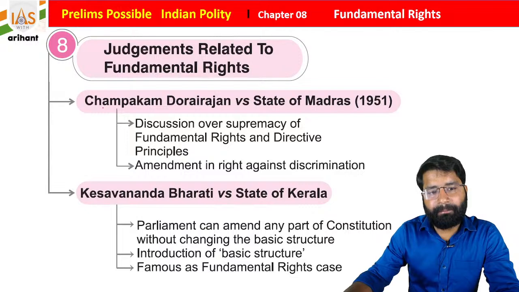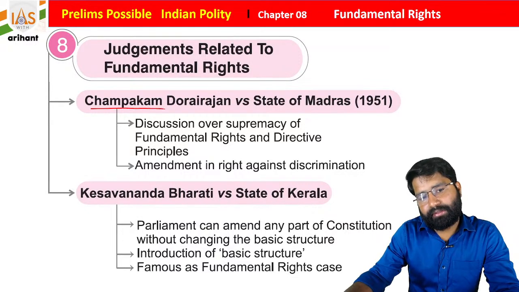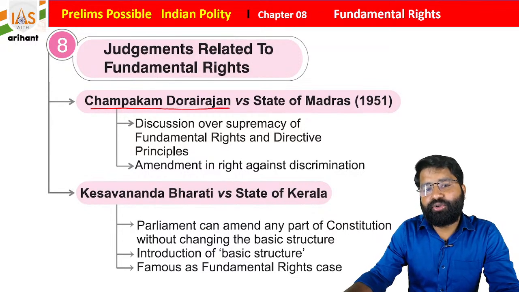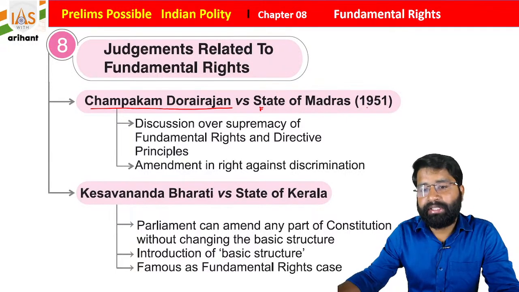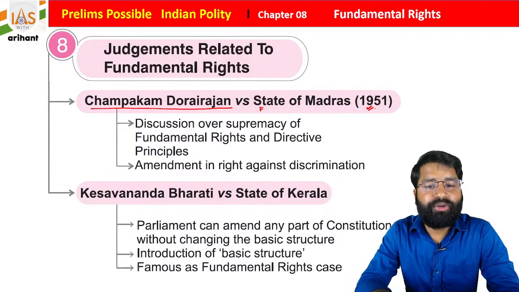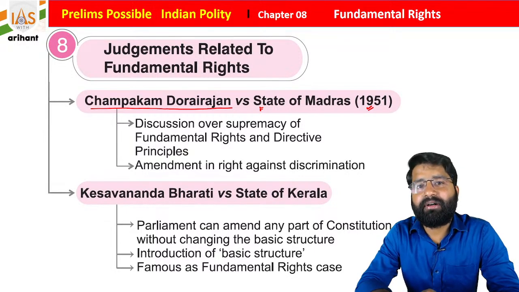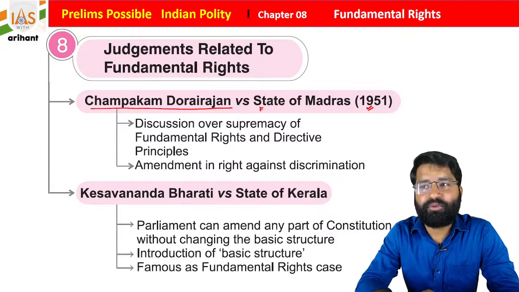So there is Champakam Dorairajan versus the State of Madras, 1951. Here there was a very huge discussion over the supremacy of fundamental rights and directive principles. Later, students, the legislative body came with a provision to give social and economic reservation. Initially they said that fundamental right is superior.